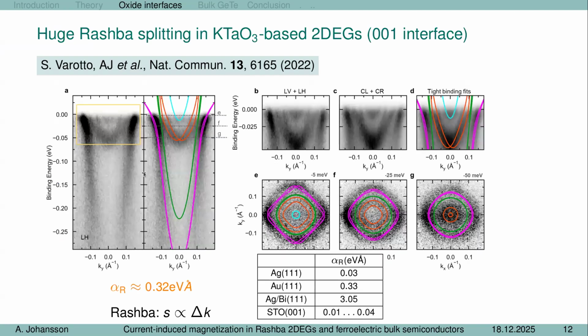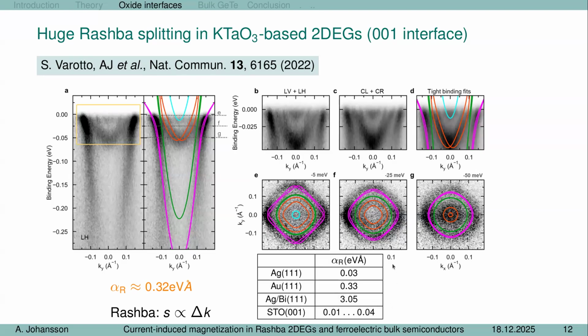So here's some ARPES data also measured by the group of Manuel Bibes on a potassium tantalate-based two-dimensional electron gas. And what is nice about the system is that you have really a huge Rashba splitting, which is even visible in the raw data. You can see it here. So we did our tight binding fit to this system, and you see that most bands have a small Rashba splitting, but the orange band pair has huge Rashba splitting. So we even estimated this Rashba parameter, which has this value.